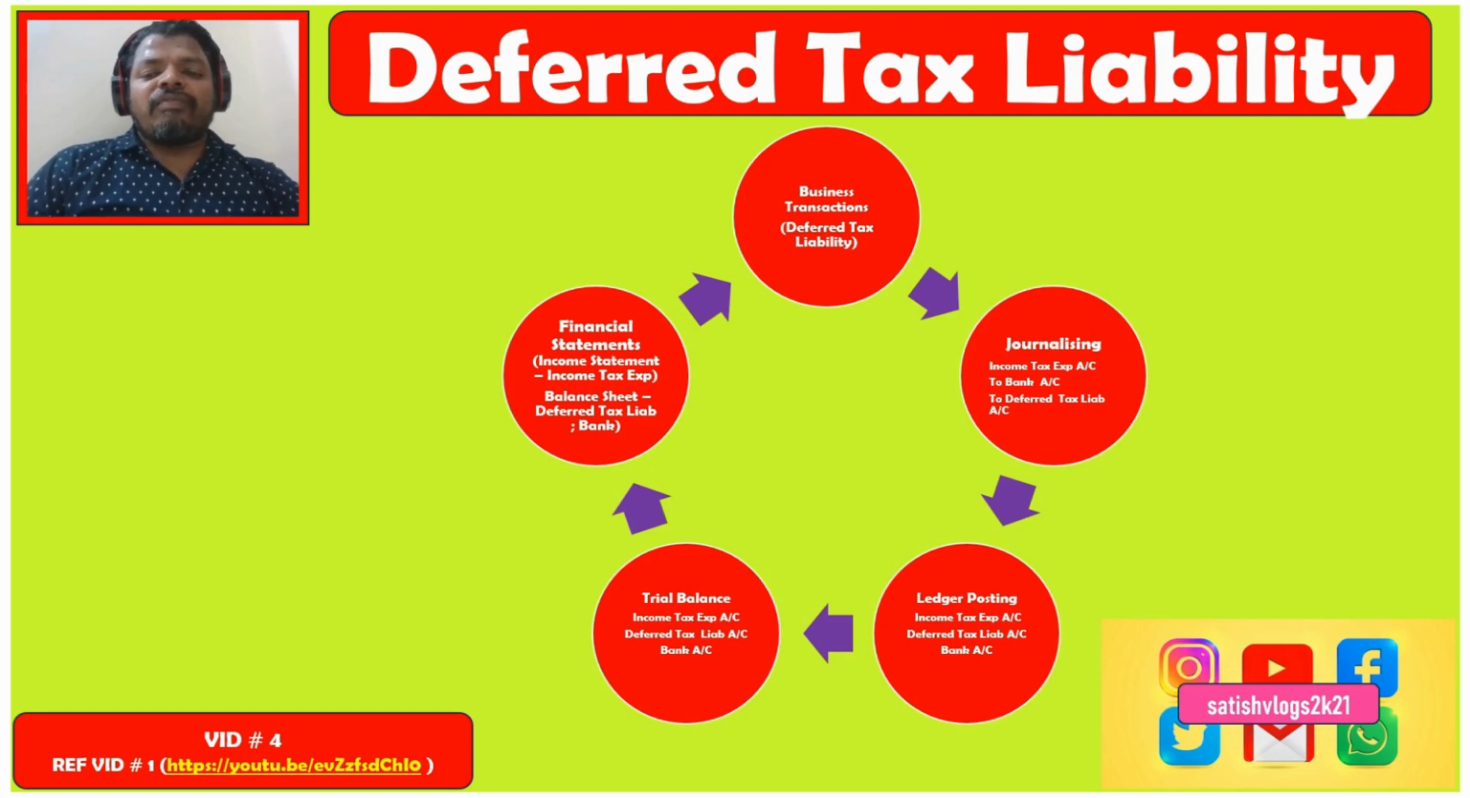Okay, and let's move to the last phase of an accounting cycle, which is the financial statements phase. What are the financial statements which it covers? Primarily, one is the income statement and the other one is the balance sheet. As part of the income statement, this income tax expense would be directly debited to my income statement account, and in the balance sheet this deferred tax liability would get reported under liabilities, and this bank account would get reported under the assets in the balance sheet. The balance sheet should match up because we have been following the double entry system of accounting.